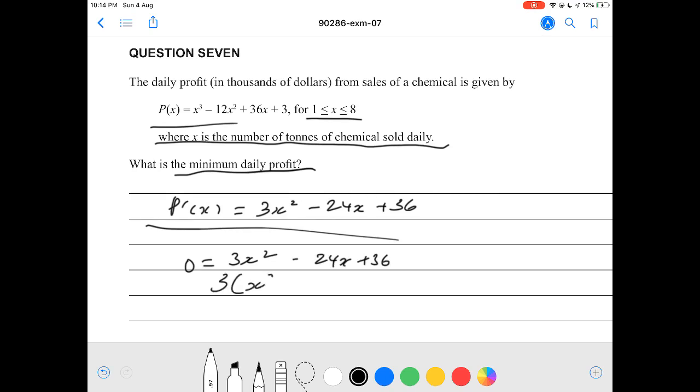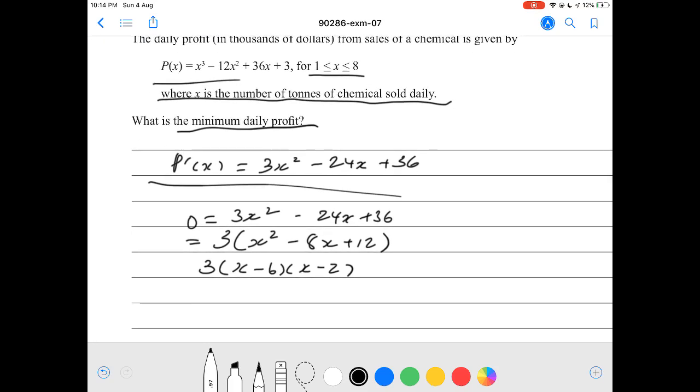If we take the 3 out, it should give us a much easier question, so that becomes that. So this will become 3 times x minus 6, x minus 2, and that equals 0. So therefore, our x values are going to be x equals 6 or x equals 2.